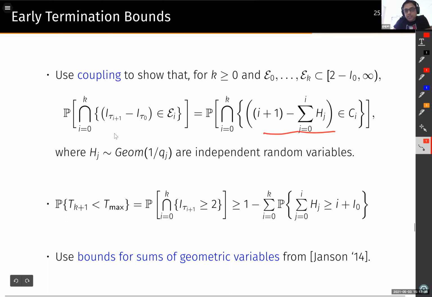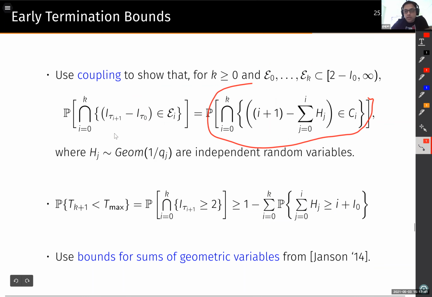However, in the expressions on the right, these HJs are basically untruncated geometric random variables, which have the parameter 1 over QJ. So HJ is a geometric random variable with parameter 1 over QJ. And more importantly, these HJs are independent random variables. So we want to study this quantity. However, by using coupling and for this special choice of events, we can show that this probability can be approximated by this probability, and this probability is easy to study.